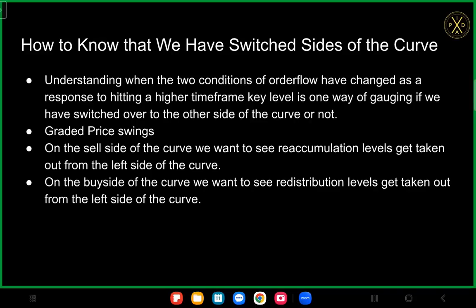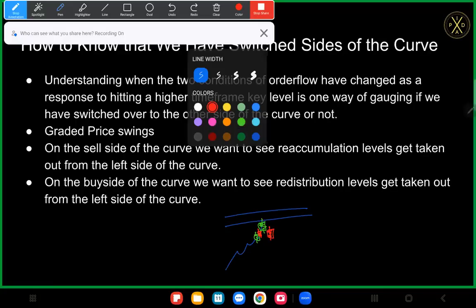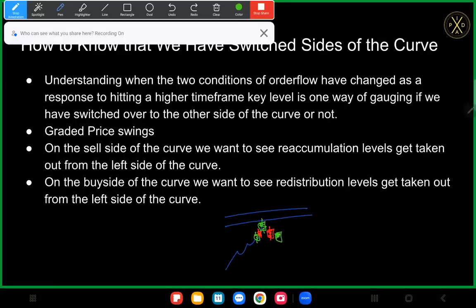So let's say that we have bullish order flow, and then we meet this level. Actually, let's make that a different color. So we have bullish order flow, we meet this higher time frame key level, and as a response to that, so we understand that we were on the buy side of the curve. So up close candles are being negated. Down close candles should be supporting price. And then after we hit this higher time frame key level, we then start to see the opposite. So instead of up close candles being negated, these down close candles start to be negated.